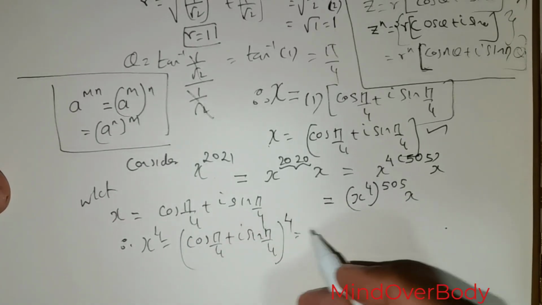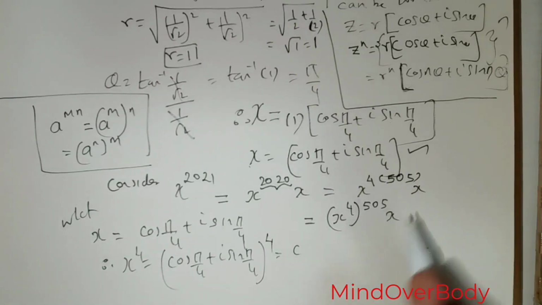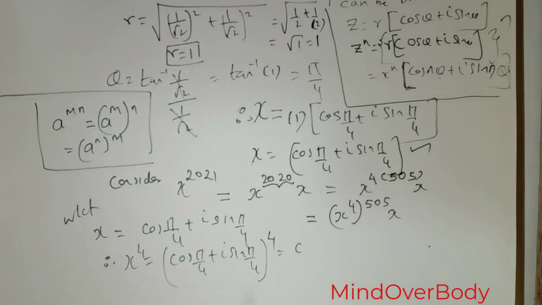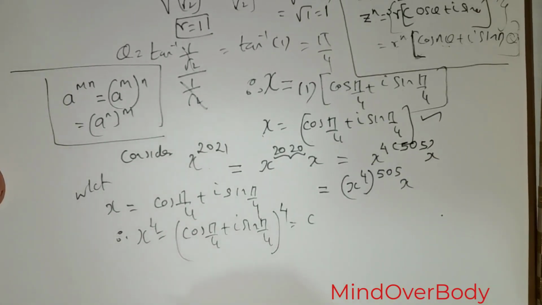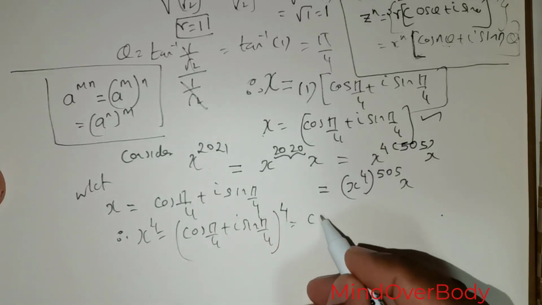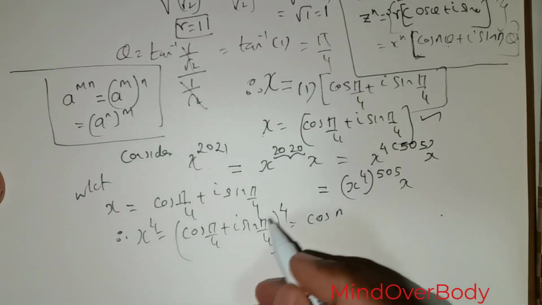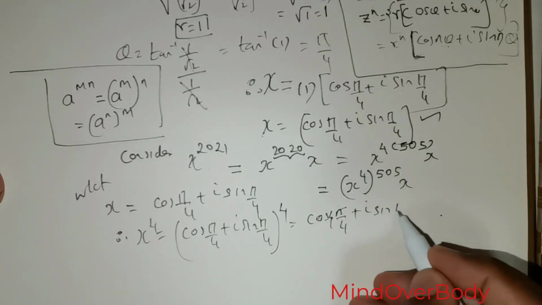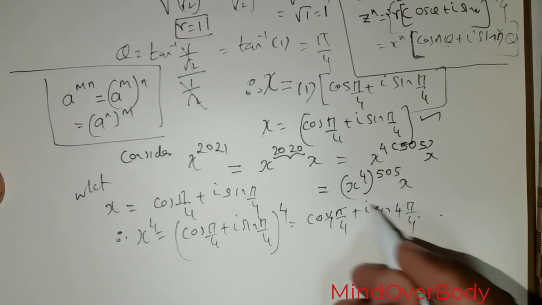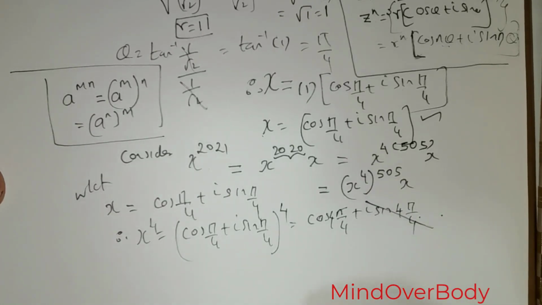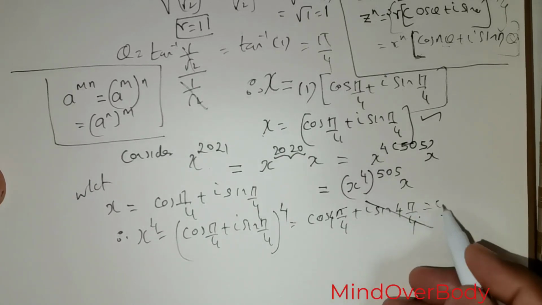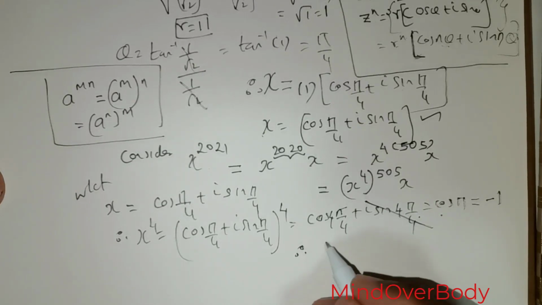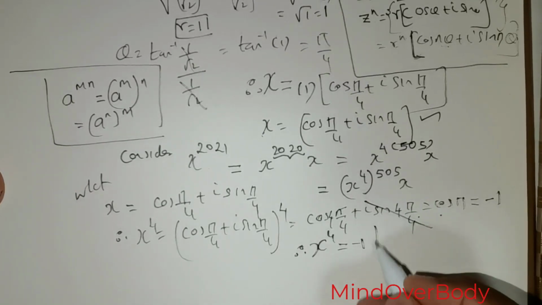Now this is nothing but, as I mentioned to you over here, z power n is nothing but r raised to the power n times cos n theta plus i sine n theta. But my r is 1, so there's nothing to raise there. So this is going to be cos 4 times pi over 4 plus i times sine 4 times pi over 4. So this gets cancelled, right? Sine pi is 0. Now this one will be cos pi. Now what is cos pi? Cos pi is negative 1. So therefore what have we got? X to the power of 4 is negative 1. This is what we have got.